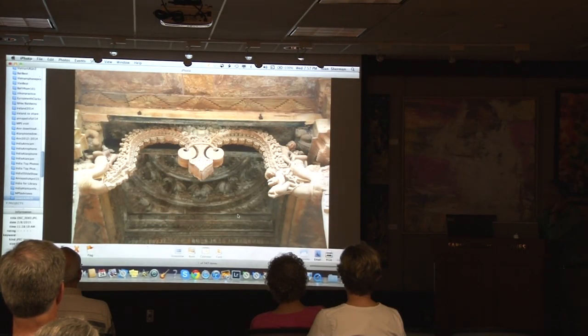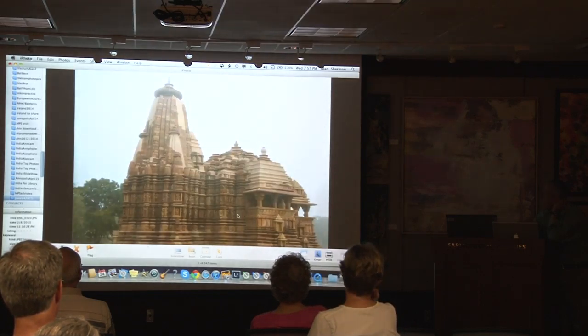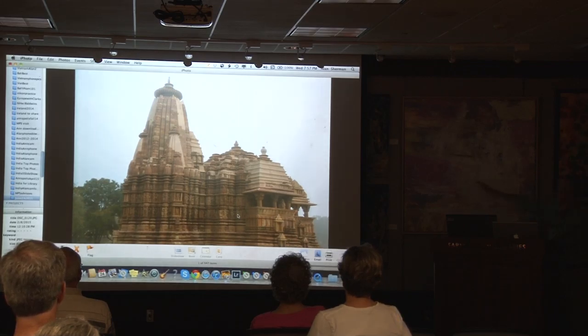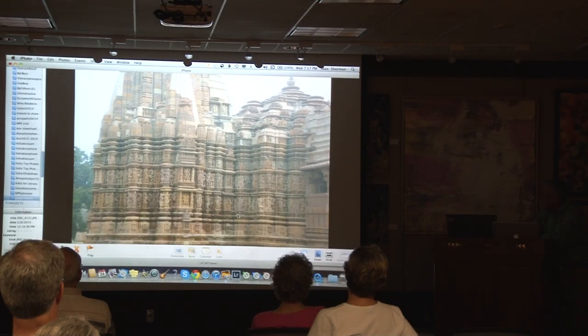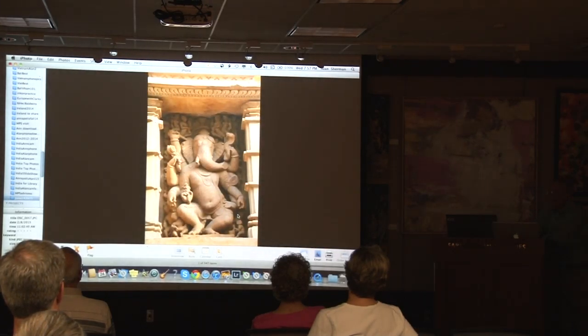But what's really interesting about these are the carvings. Amazing detail. And you can see, in the middle of this, there are all kinds of carvings going on, and we're going to take a look at just some of them. Just hard to believe. And there's our friend Ganesh.